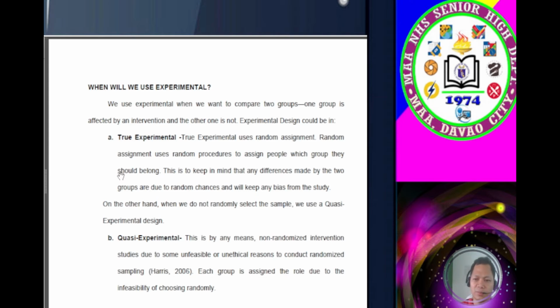From the word true experimental, we have two groups. One will receive the intervention, the other is the control group, which has no intervention. An example is, suppose you want to determine if sunlight is a factor in the growth of plants, so you will try to have an experiment. One plant will be subjected to sunlight and the other plant you will just store inside your house. Then you will observe after a few weeks which will grow faster, the plant with direct sunlight or the plant inside your house. That is experimental.